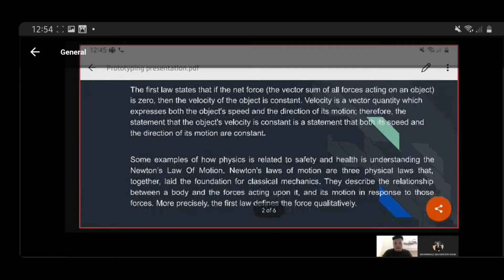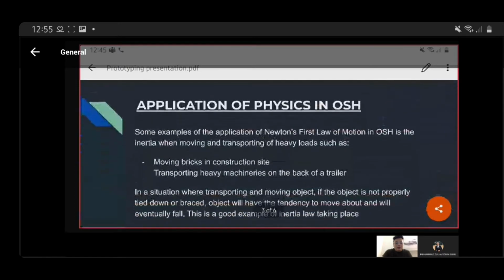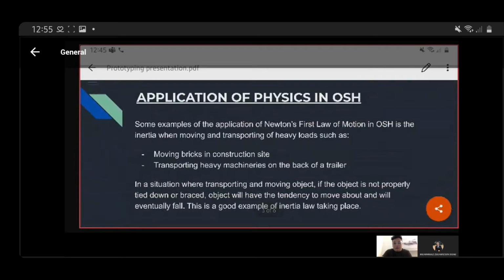So some examples of how physics is related to safety and health is understanding Newton's law of motion. We have to understand Newton's law of motion in order to understand how accidents occur in workplaces, and at the same time, we can prevent them from happening once we understand the physics of things. Okay, so here are some examples of applications of physics in OSH.